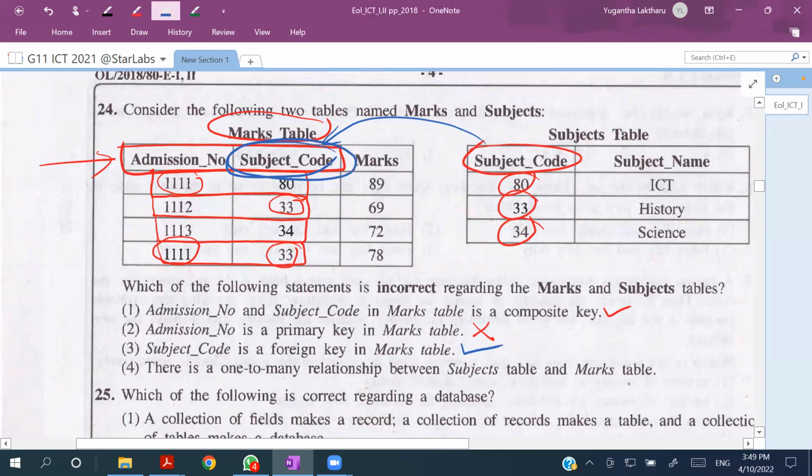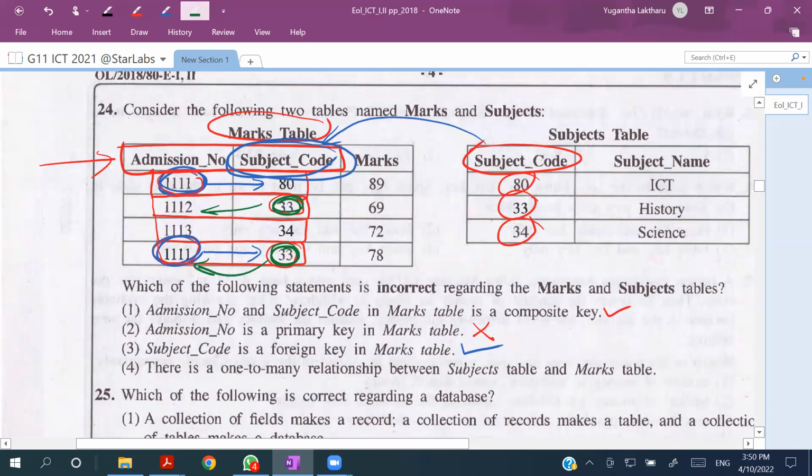One-to-many. One subject can have many admission numbers. One-to-many, let me see. If you take one admission number, for one admission number, there are many subject codes, right? And again, for one particular subject code, there are many admission numbers as well.